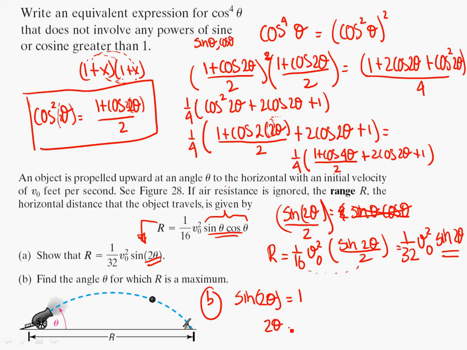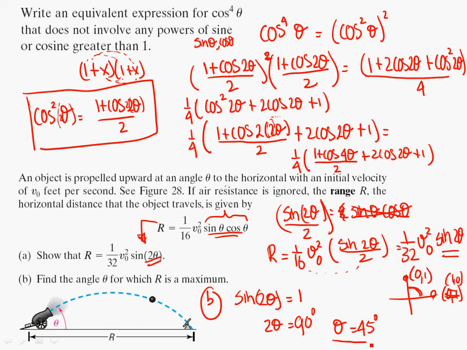That happens when 2 theta equals, not 2. When is the sine of an angle equal to 1? That would be here, not at 0. This is 1, 0. The sine is 0 here. Here the sine is 1. What angle do I have for that? 90. So 2 theta has to equal 90 degrees. So the largest horizontal distance will be attained when you shoot at what angle? Not the other way. 2 theta is 90, so theta will be 45.